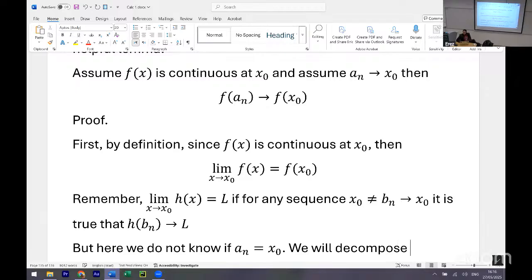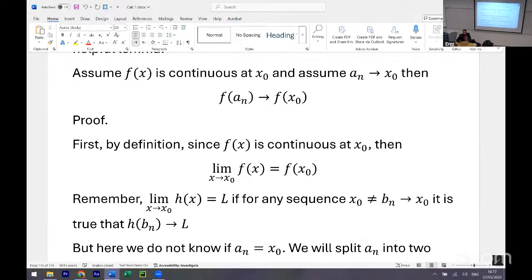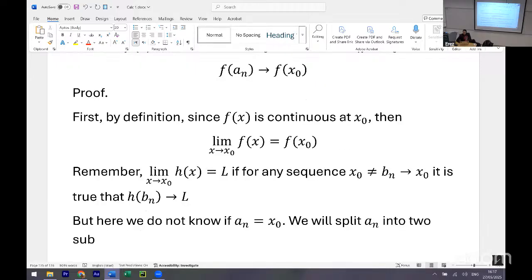We will decompose it. Decompose, yeah, decompose. No, it's not decompose. Decompose is what you do after you die, right? I want to break it into two subsequences. Which word is better? Decompose sounds not right. When it's a sequence of numbers, I think split. Yes, we will split a_n into two subsequences.